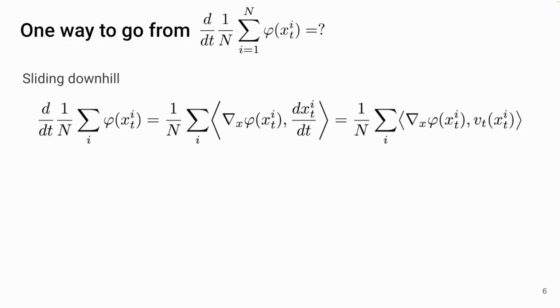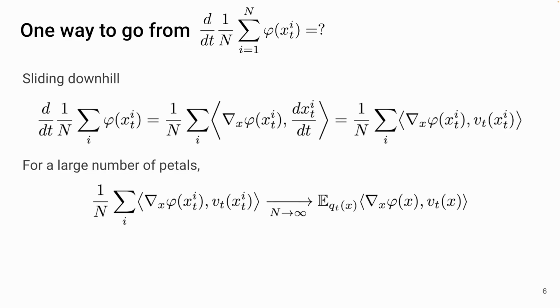And then we can say that for a large number of petals, our expression for capital N going to infinity actually goes, in the limit, to the expectation of this value with respect to the distribution of petals, which is defined by the density q_t(x).